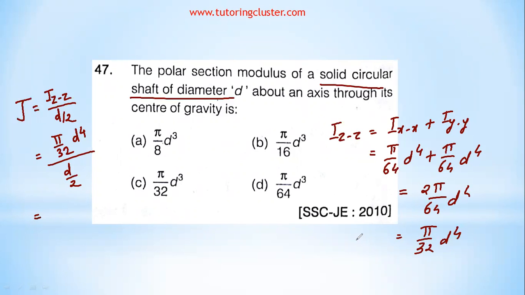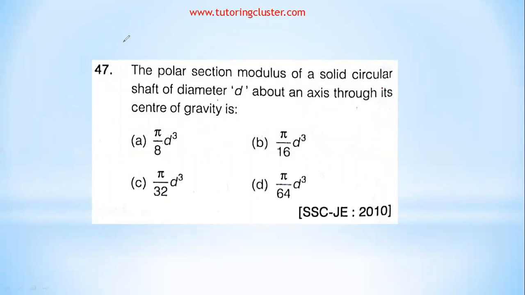And that is what I am taking here. So what will it be? It will be pi by 16 d cube. So what is the correct answer? Pi by 16 d cube, option number B.